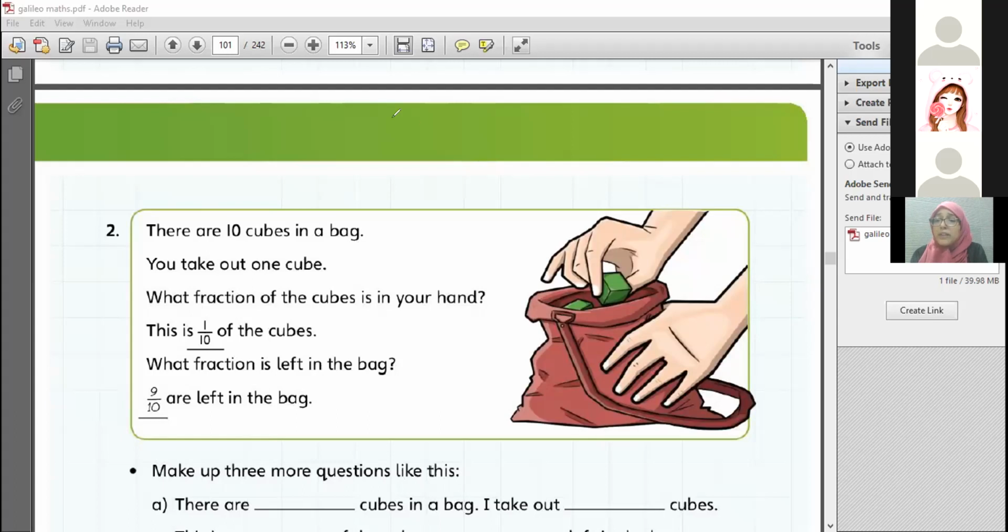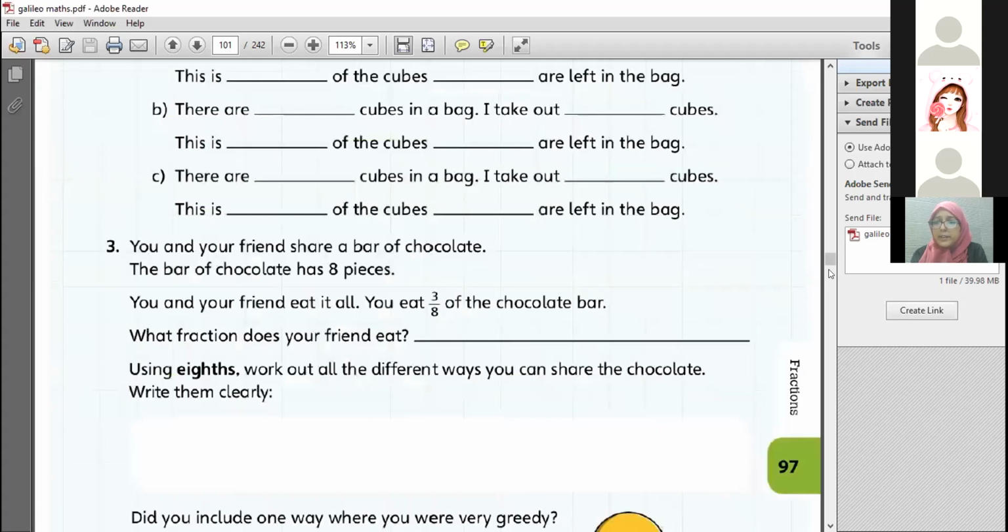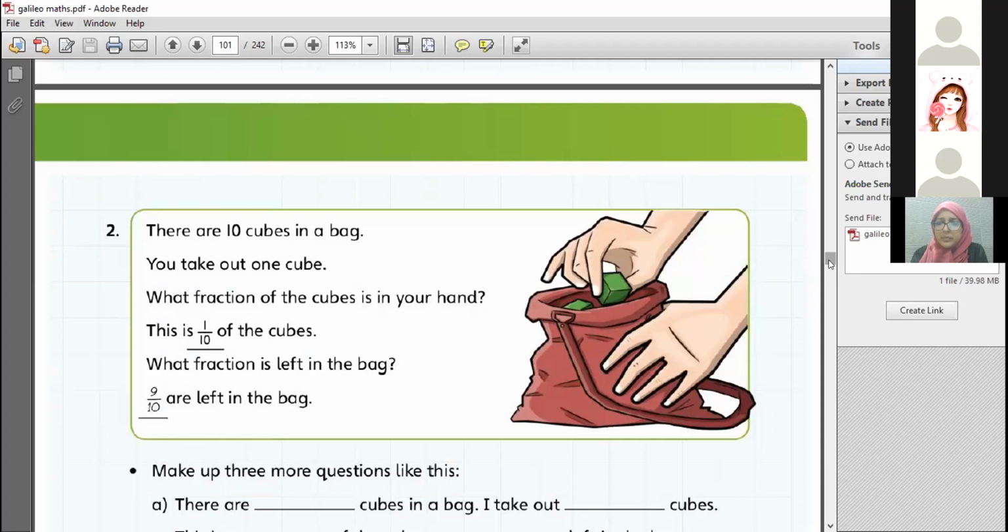Okay, Muhammad Ali, do you have any problem with this page? Yeah, in this page, do you have any problem? Are you able to solve it? Ma'am, he went to bring his pencil.